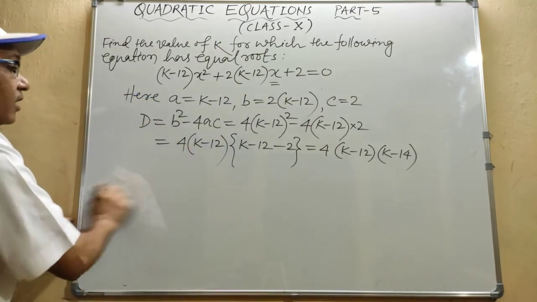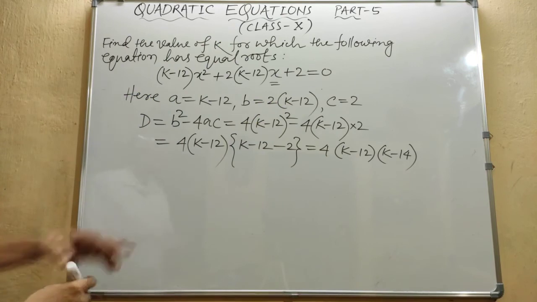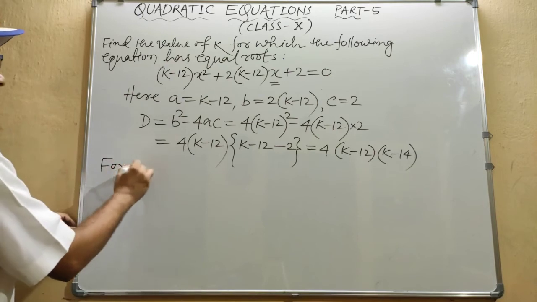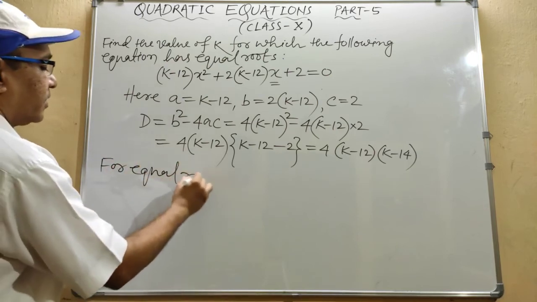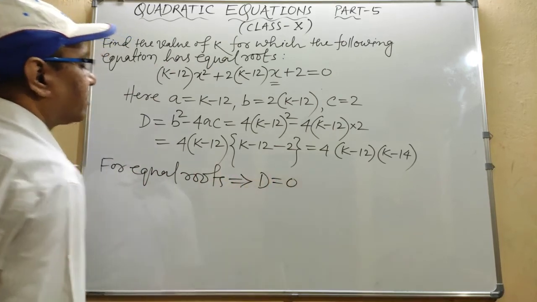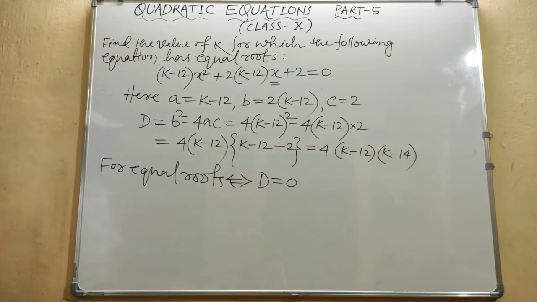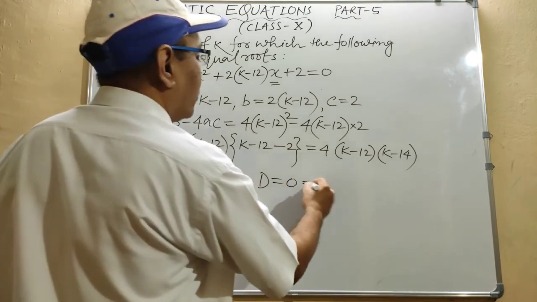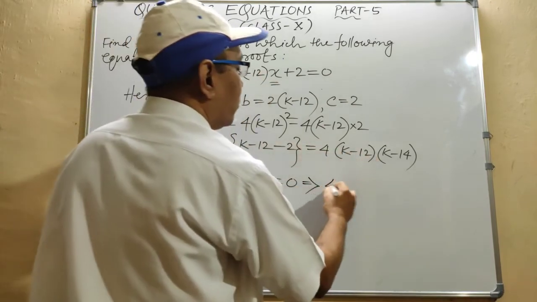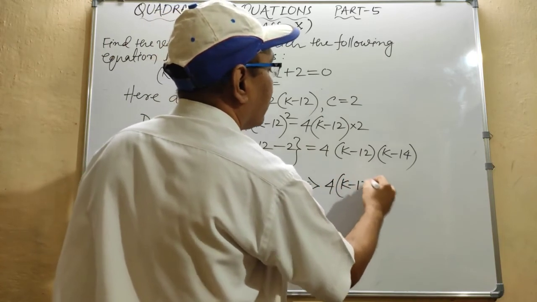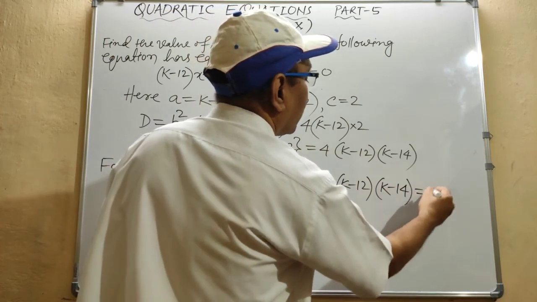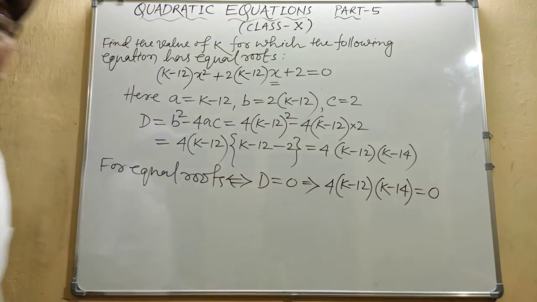Now the equation has equal roots, so you will write simply for equal roots. Equal roots के लिए क्या होता है, discriminant must be 0. It is true from both sides. This implies, what is its discriminant? D, ये 4(k minus 12)(k minus 14), this should be equal to 0. From here you have to find the value of k.